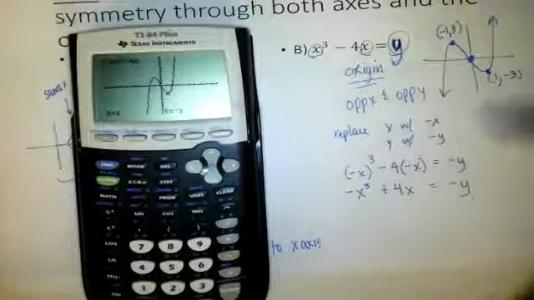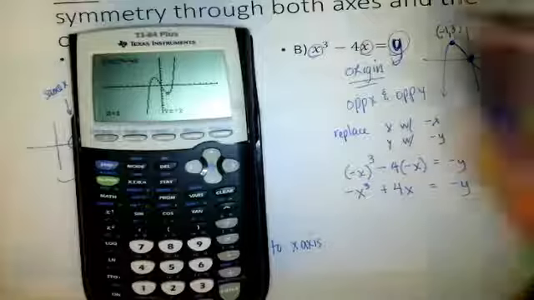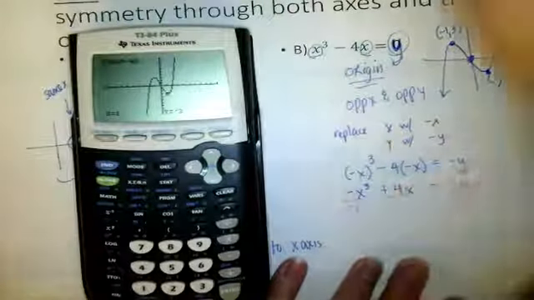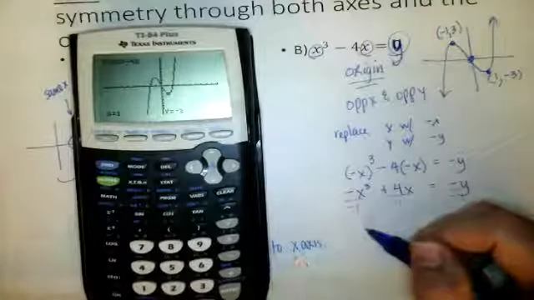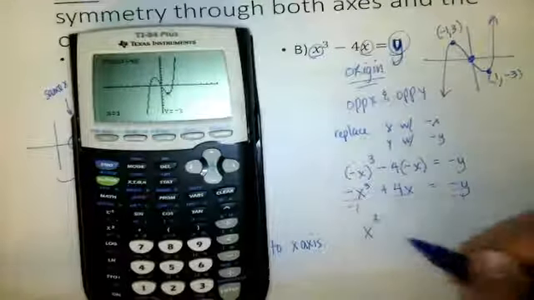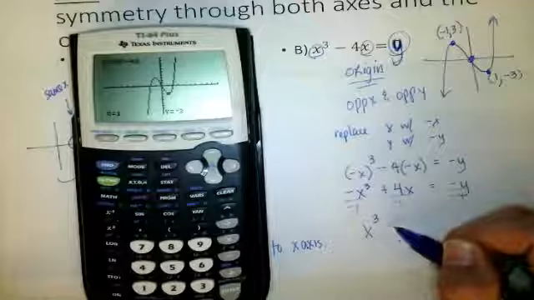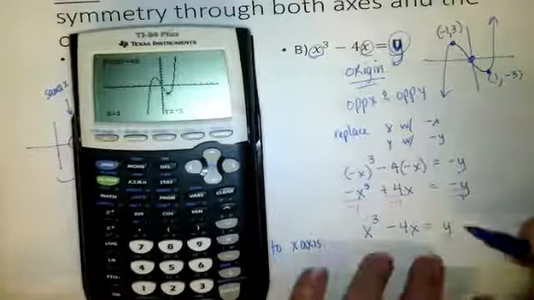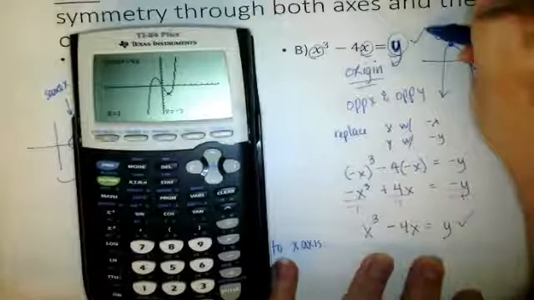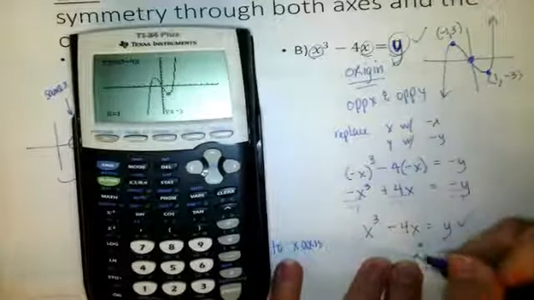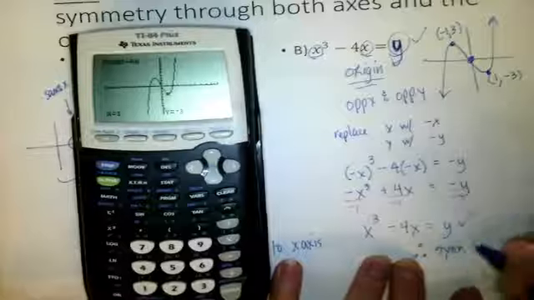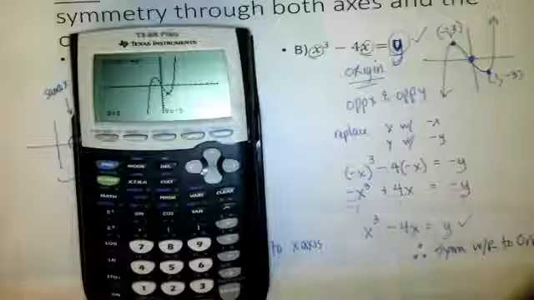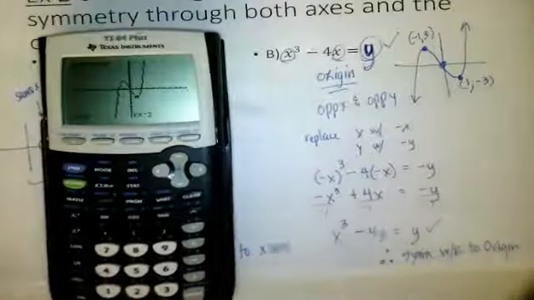Now this doesn't quite look like what I started. I need to get the y by itself. What should I do? Divide everything by -1. And what do we get? X cubed minus 4x equals y. And that is exactly the same as what we started with. Therefore, symmetry with respect to the origin.